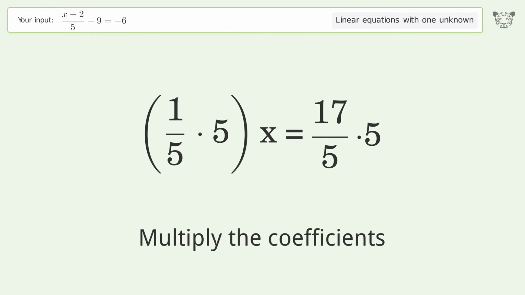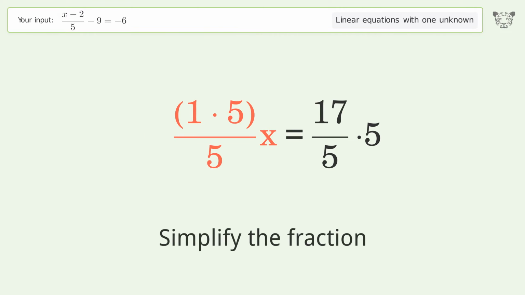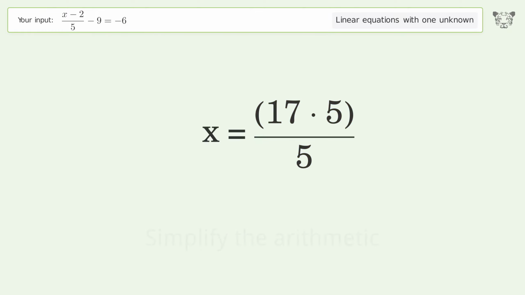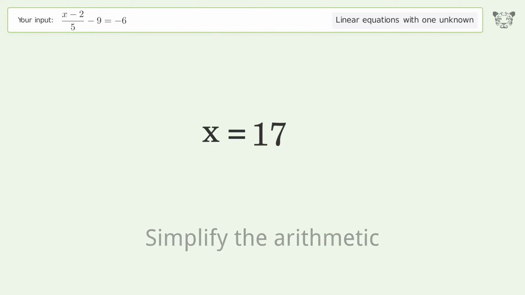Multiply the coefficients. Simplify the fraction. Multiply the fractions. Simplify the arithmetic. And so the final result is x equals 17.